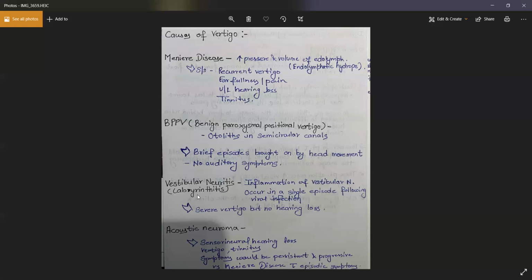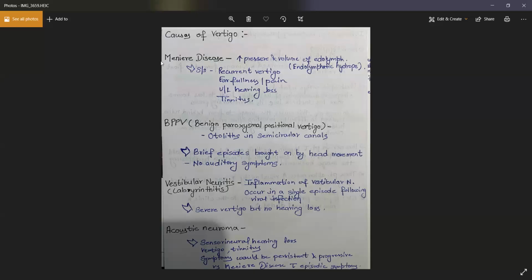So for diagnosis of labyrinthitis, look for a recent viral infection, and now the patient has started having vertigo without any hearing loss. BPPV is positional, with head movement. Labyrinthitis is continuous, but it is self-limiting, and it happens after a viral infection. Then, just like Meniere's disease, you have acoustic neuroma, in which you have tinnitus, vertigo, as well as hearing loss. But in acoustic neuroma it will be progressive. Symptoms are continuous, persistent, and progressive, unlike Meniere's disease where symptoms are episodic.